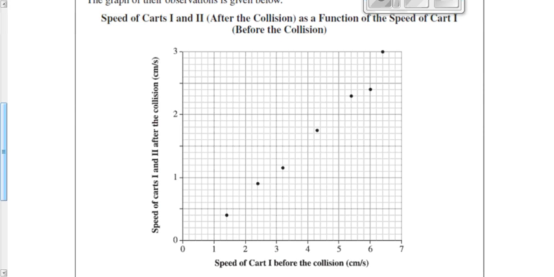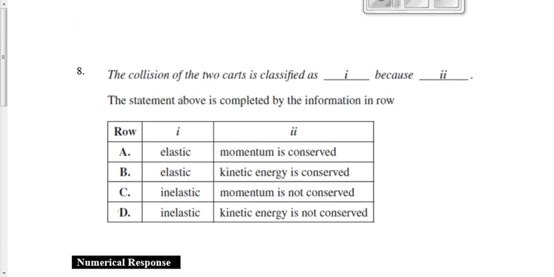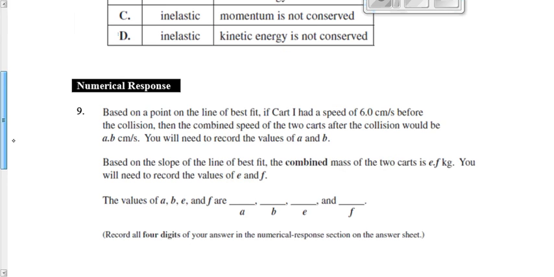Now, normally we draw a line of best fit for this, right? Most times we don't actually have to, on an exam, draw the line of best fit. For this one, we actually do have to, and you'll see why in just a second. Let's skip to the question, not question number 8, but question number 9, and see what we're asked to find.